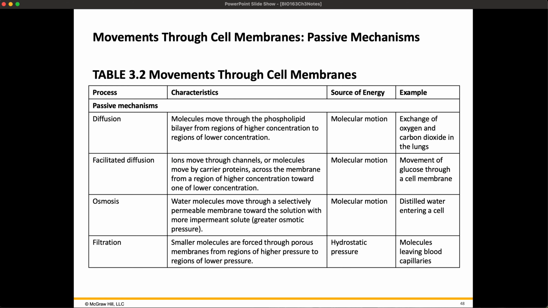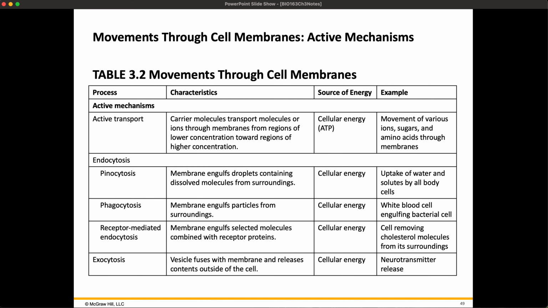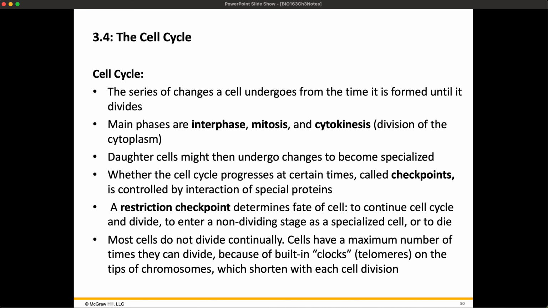So definitely use these tables, go through the different mechanisms of passive and active transport. Be familiar with those. All right, now let's get into the cell cycle.